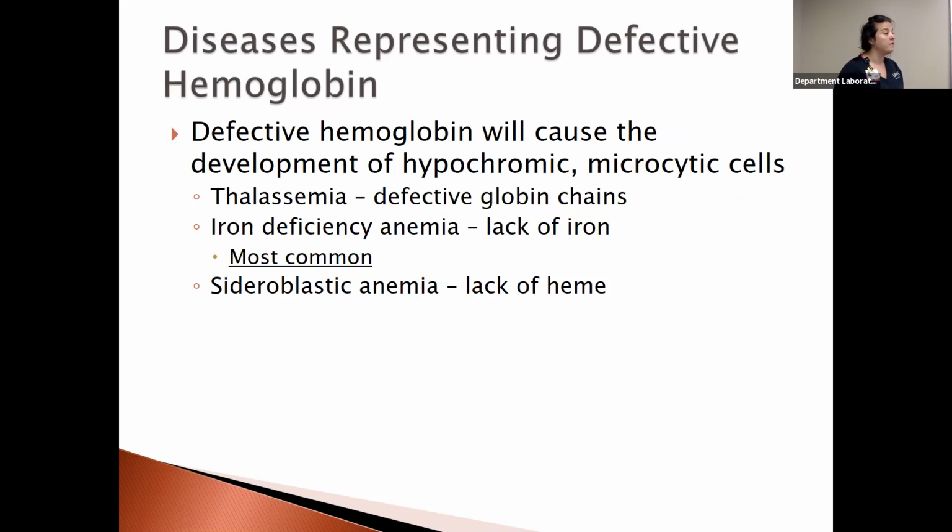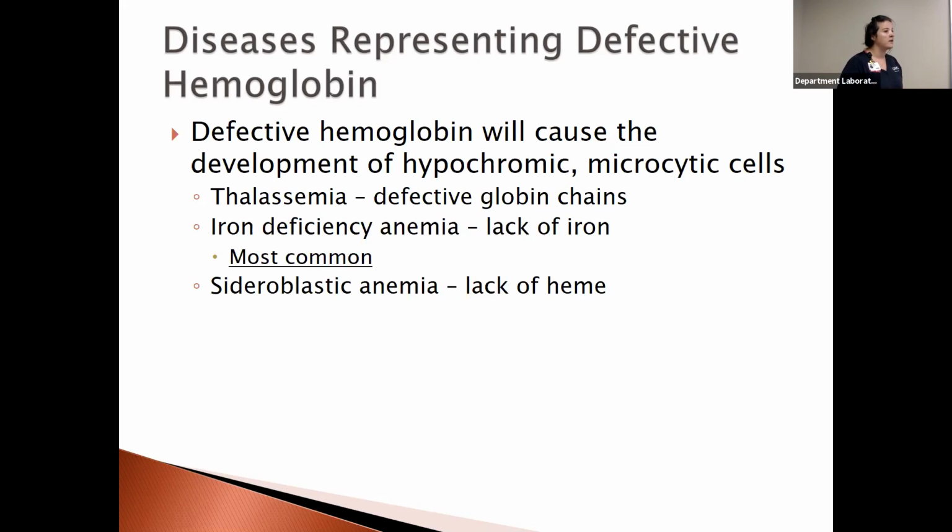And then also, if you have a lack of heme, we're going to talk about if there's any enzyme deficiencies in the formation of the protoporphyrin ring, that will result in what we call a sideroblastic anemia. Some of you guys might have heard of lead poisoning before. It is a type of sideroblastic anemia because it prohibits that formation of the protoporphyrin ring. Therefore, iron cannot be incorporated into the globin molecule.